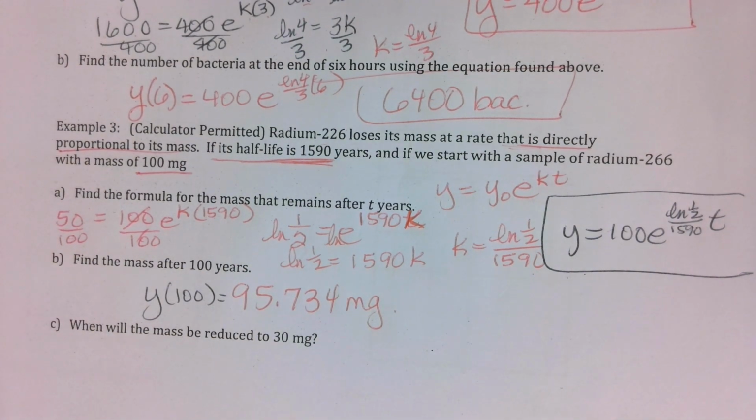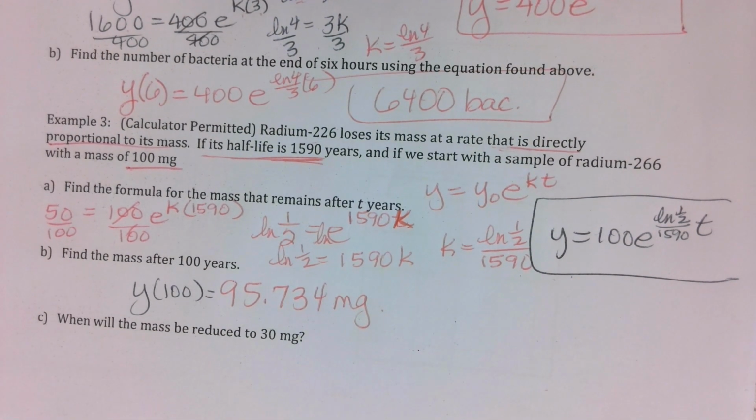Does it make sense? It's only lost a little bit of its mass after 100 years? Yeah. Why? Because it lives for like 3,000. Oh, it lives for a lot longer than that. If the half-life is 3,000 something, so a quarter of it would still be there. A quarter of it would still be there after 3,000 years, right? Because half of a half is a fourth, right?